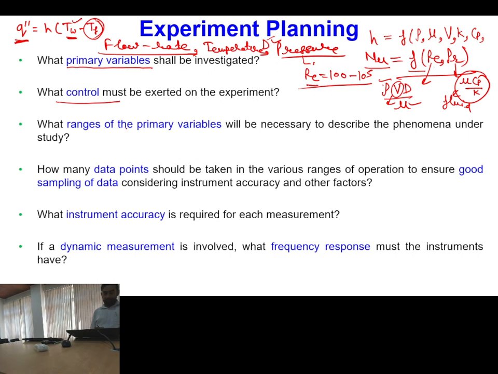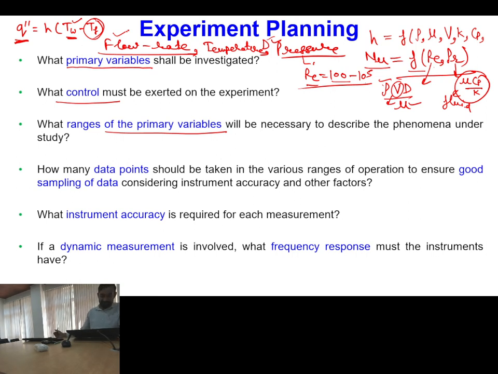Then what ranges of the primary variables? My final requirement of Reynolds number is from 100 to 10 to power 5. This requirement tells me the corresponding values of flow rate of the fluid, so I know the range of flow rate. Then I can also decide from what heat flux to what heat flux I want to do measurement. Accordingly, I can decide my temperatures. Say if it is a constant pipe surface temperature, I want to do measurements from 100 degrees Celsius pipe surface to 800 degrees Celsius pipe surface. So then I have decided the range of temperature which I need to control.